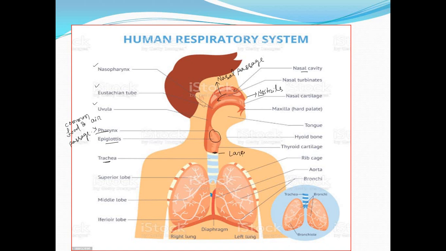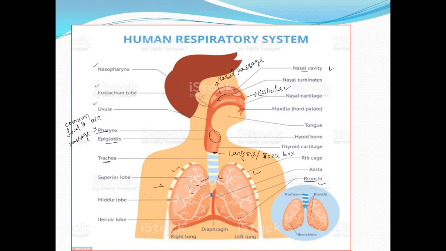Larynx is otherwise called the voice box. And the trachea bifurcates into bronchi, then it again branches into bronchioles. This is all about the air tube, which starts from the nasal cavity or nostrils and ends in the bronchioles or bronchi, and it leads into the lungs. We have a pair of lungs.